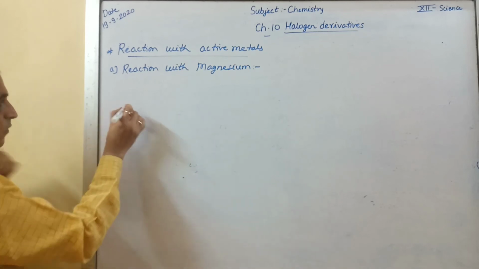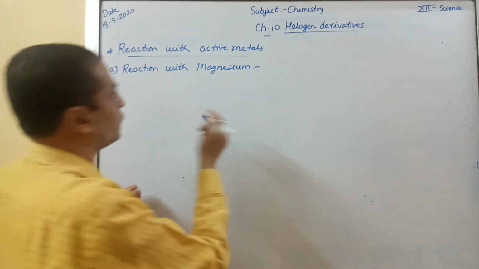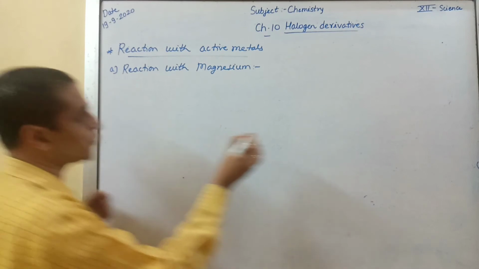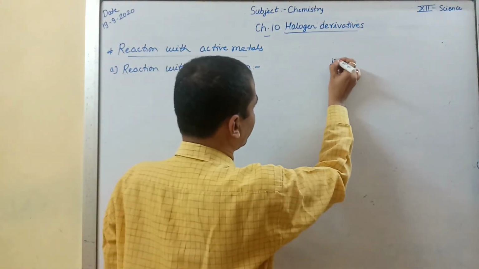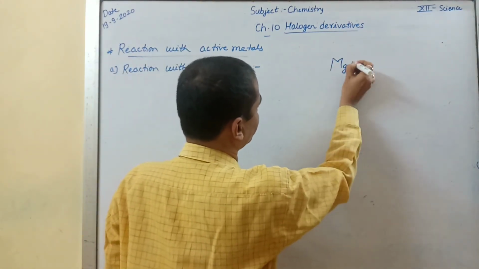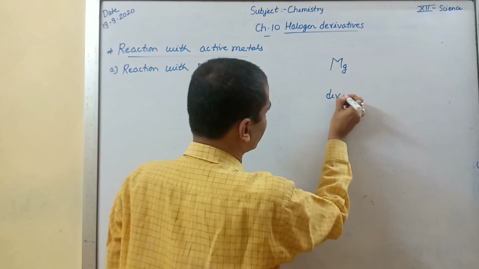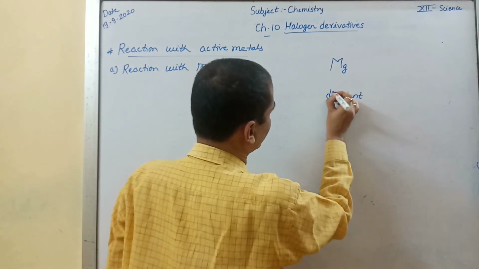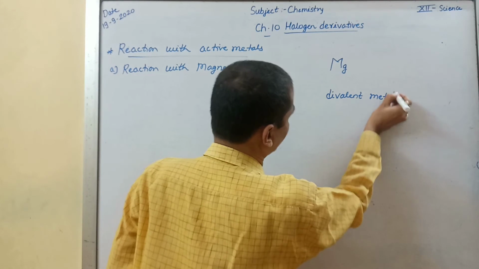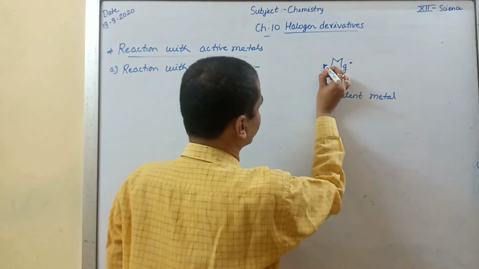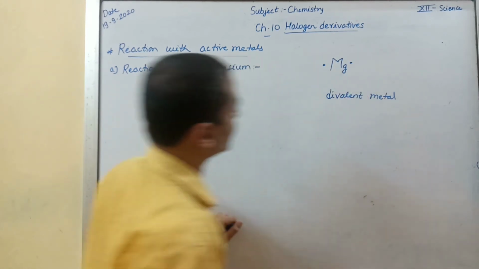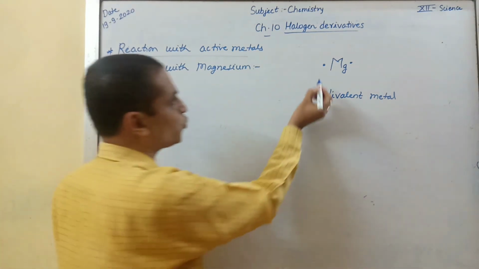Now what happens here? Before going to study this, first you have to understand the magnesium metal. Magnesium is what? Divalent metal. Divalent means what? It has two valencies. So it is divalent, so it can form two bonds.